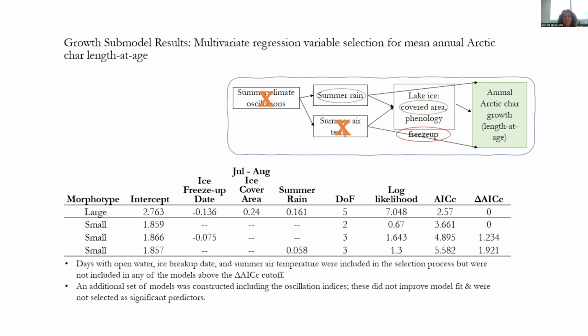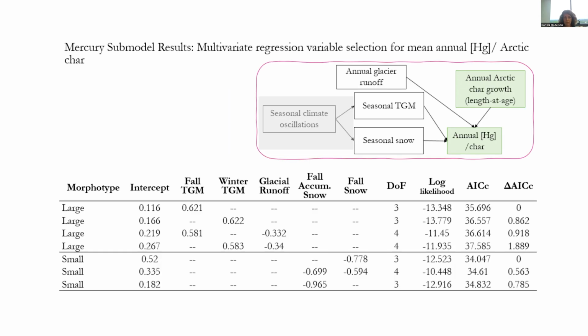And then we did not see that summer air temperature or the oscillations had an effect on these models at all. So when we added in the oscillations, that didn't add any significance to our model, so we can leave that off. But again, to summarize, we see that later freeze up leads to less growth, and we see summer rain having a positive effect on growth for both of our morphs, and ice-free area having a positive effect for the large morph, the pelagic morph.